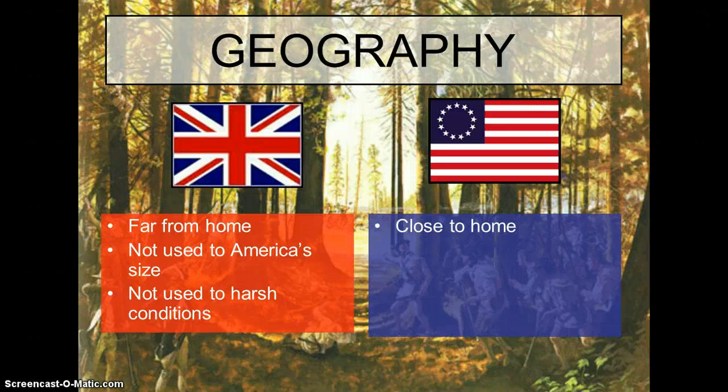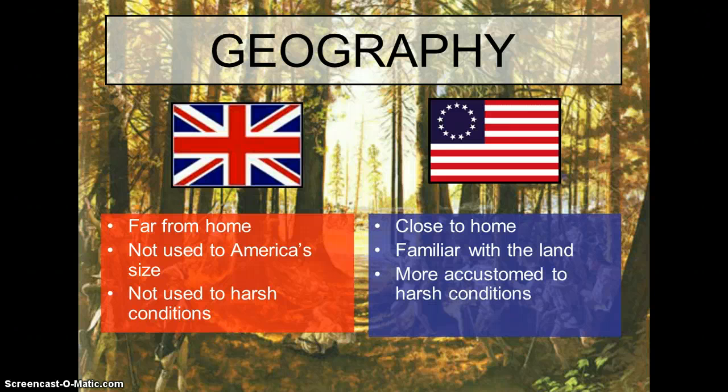On the American side, we have the advantage of being close to home. We may not have a lot of supplies or a lot of people, but at least we are closer to our source of supplies. The Americans are more familiar with the land, the dense forests, the hills, the mountains, the swamps, lakes. We're a little more familiar with how to handle those circumstances. And we're more accustomed to the harsh conditions. Nobody really enjoys hurricanes, blizzards, tough winters, things like this. But at least the Americans are a little better equipped to handle them than the British because we're used to those conditions in a way that they are not.